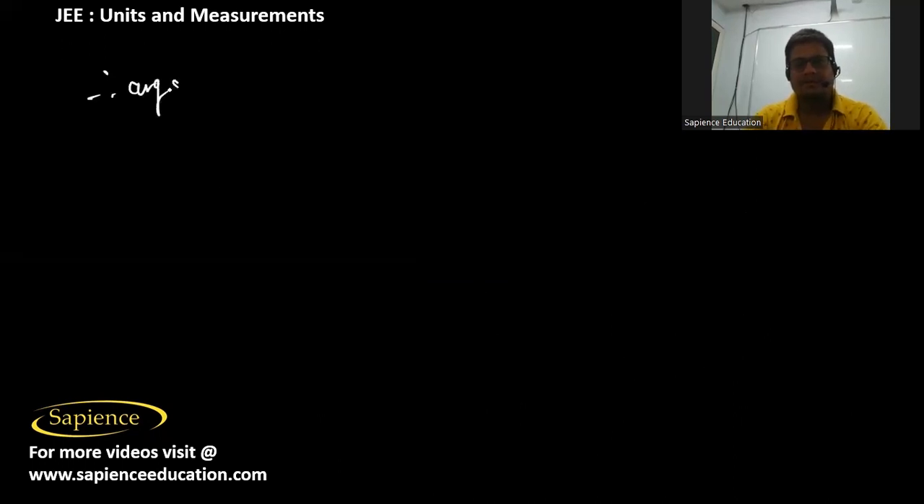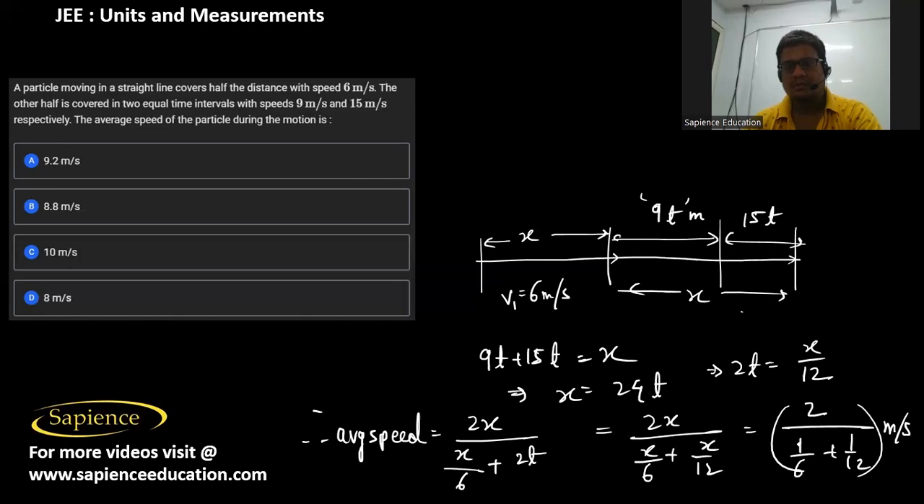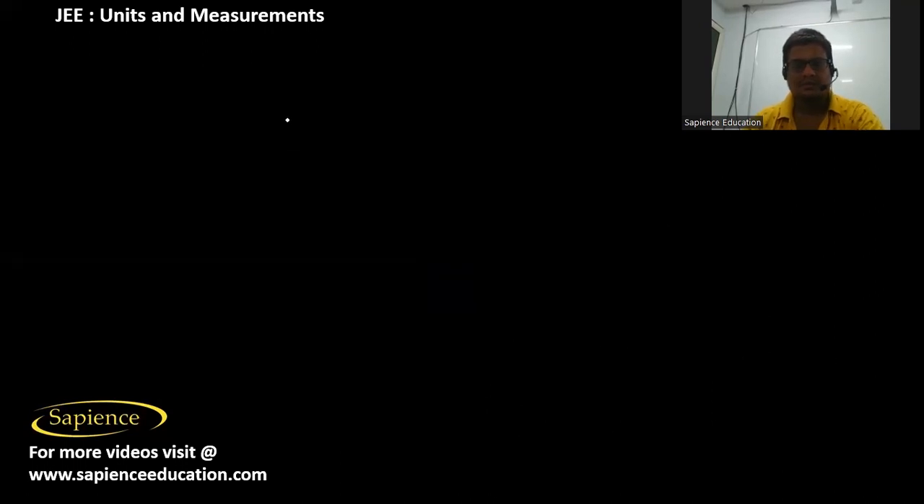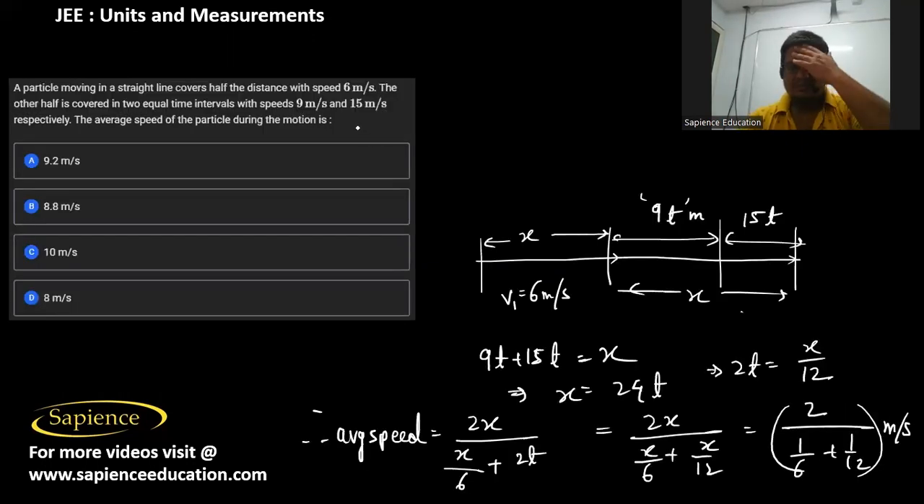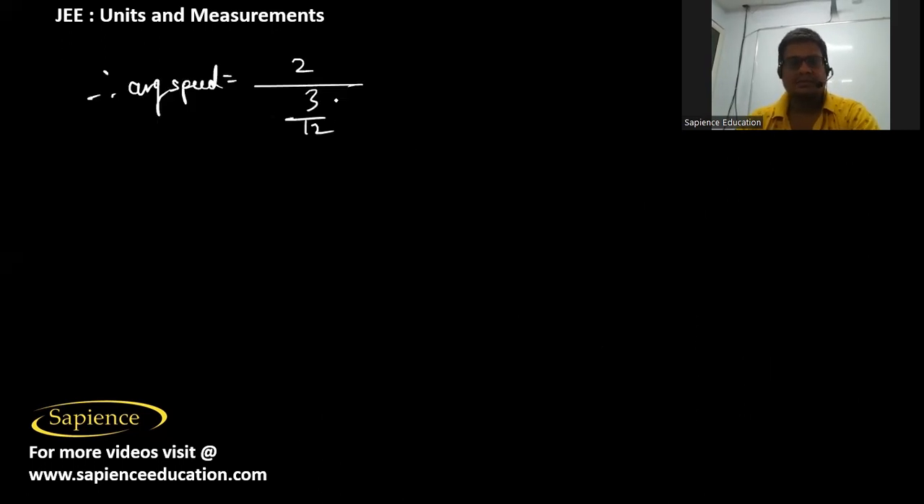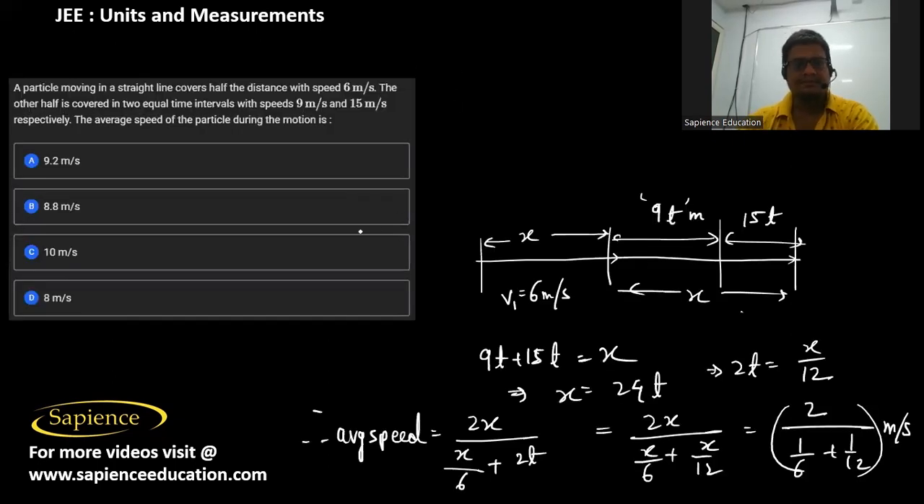Therefore the average speed will be equal to 2 by 2 by 12 plus 1 by 12, which will be equal to 2 by 3 by 12, so 3 4s are 12. So this will be equal to 8 meter per second. So option D is the correct answer.